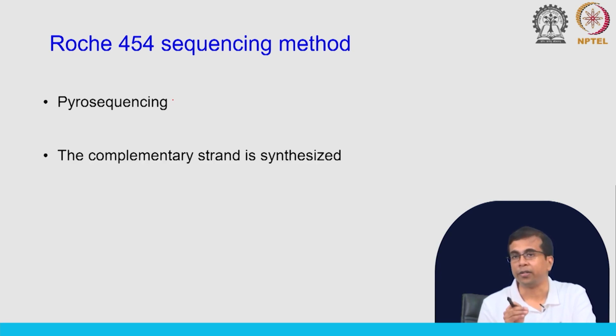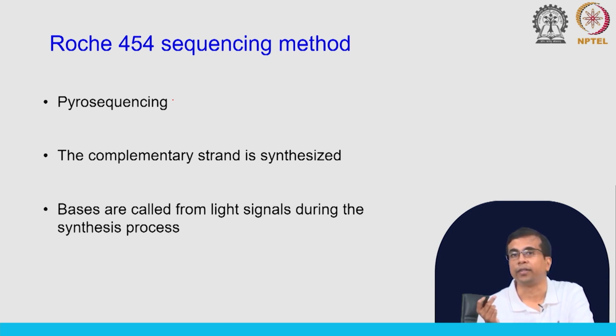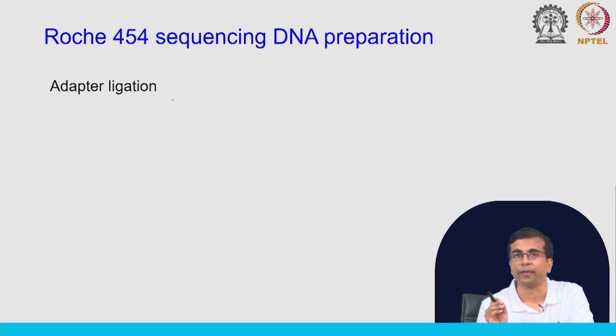In pyrosequencing, given a fragment, you have to synthesize the complementary strand. Like Sanger sequencing, you have to have polymerase, dNTPs, etc., and you have to amplify the complementary strand. The bases are called from these light signals that appear during the synthesis process. In a moment you will see how this happens, and that is where the term pyro comes from.